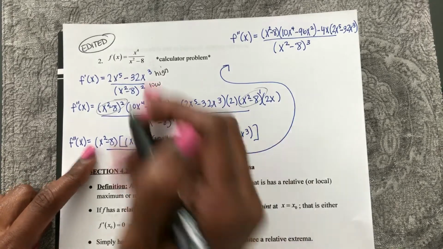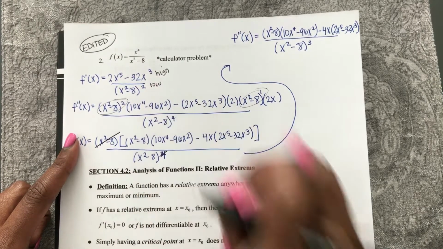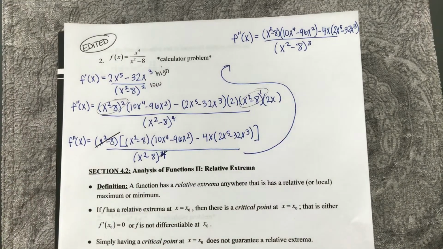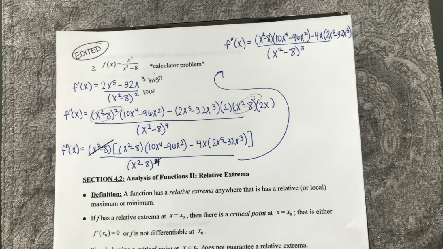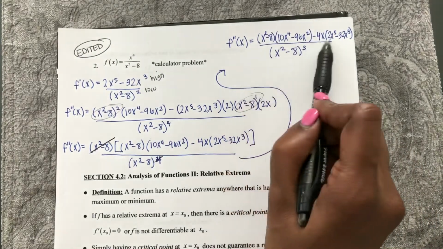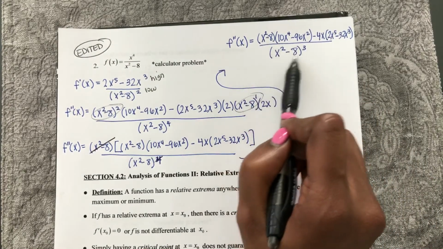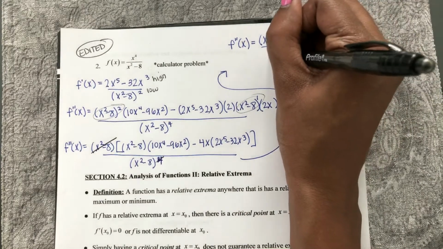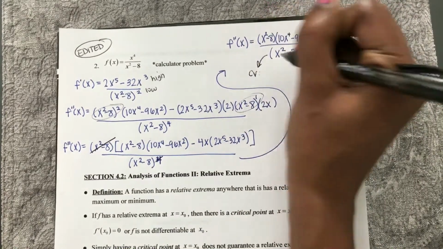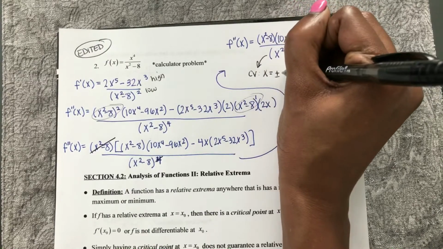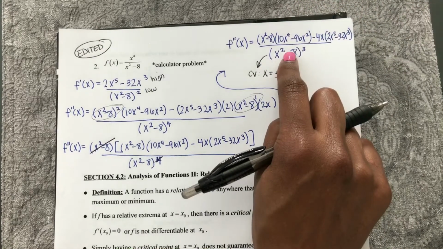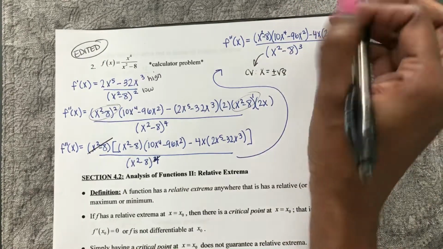So that's nice because now I can cancel this one with the one in my denominator. And you want to get in the habit of doing that when you have these rational derivatives. It helps to simplify my numerator down just a little bit to here. And now this is my denominator. So first, from my denominator, I know my critical values are at x equals plus or minus square root 8. That's when the denominator equals 0.